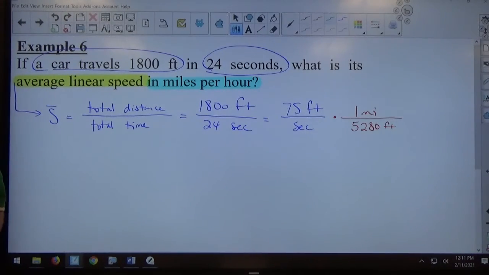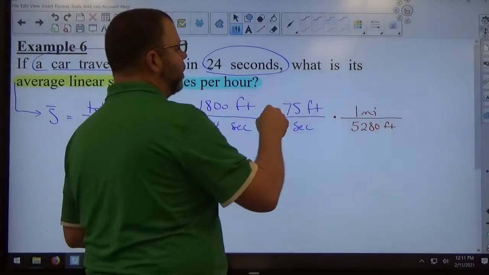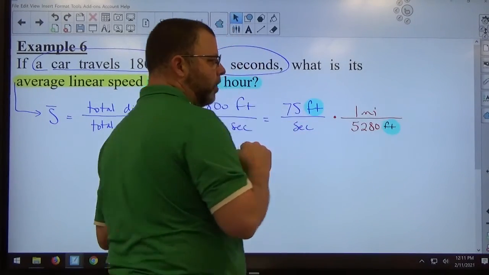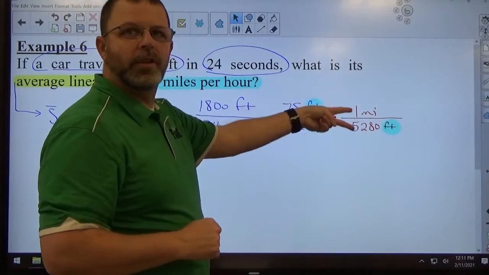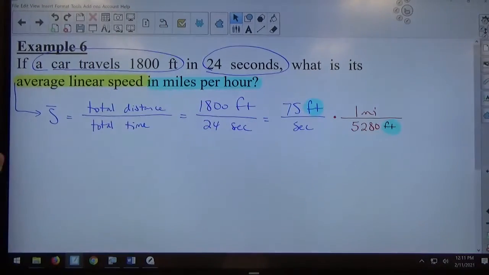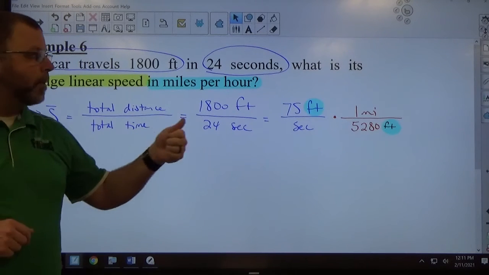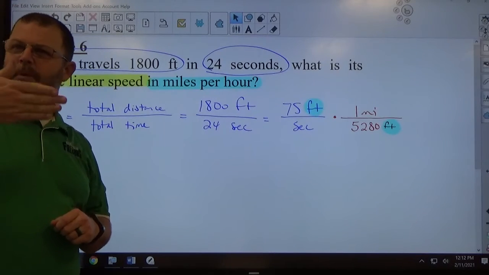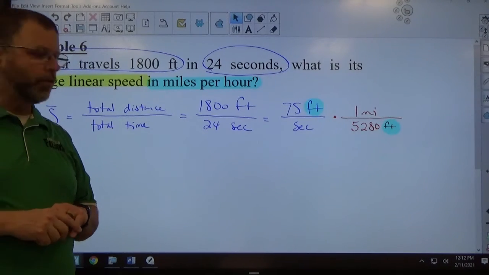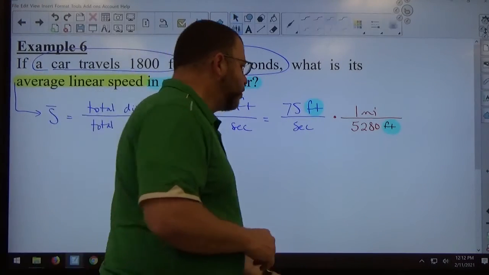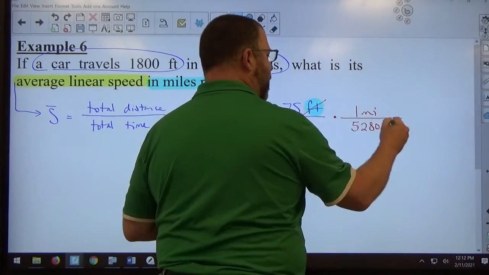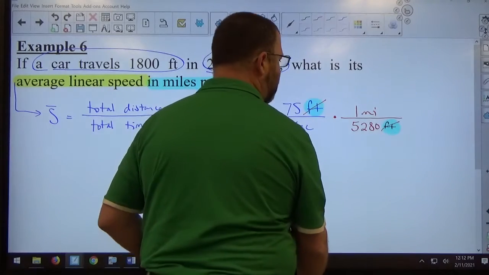Usual technique for getting units converted: the unit of foot is on top, so I want to put the unit of foot on the bottom for cancellation. I want to make sure the two values in this fraction are equivalent to one another. 1 mile and 5,280 feet are the same distance. I happen to have the exact unit I'm looking for on top, which is miles, which is great. Sometimes you have to step it through a couple conversions to make it happen. So feet cancel feet. Now I'm in miles, so now I've got miles per second. I want miles per hour.